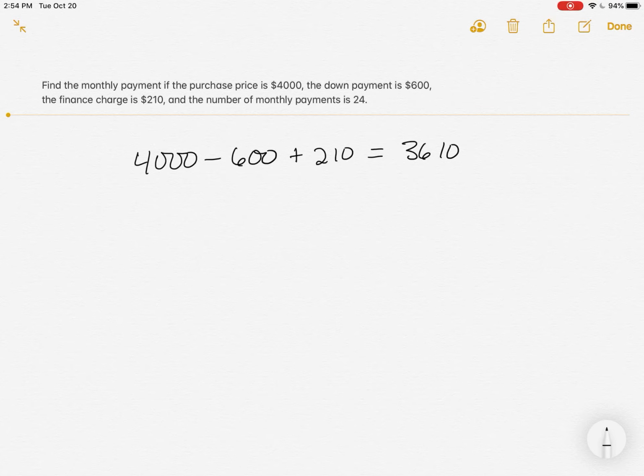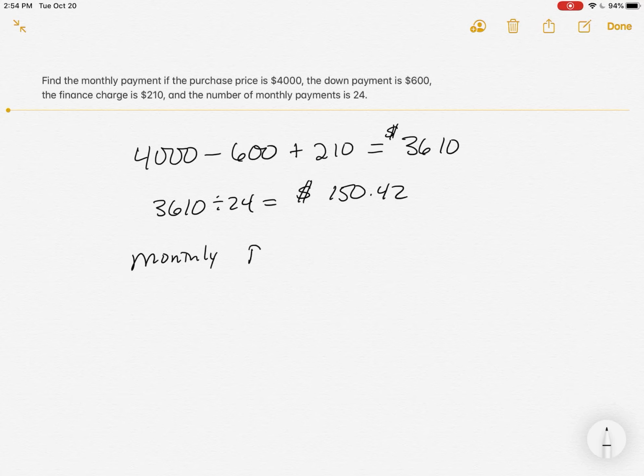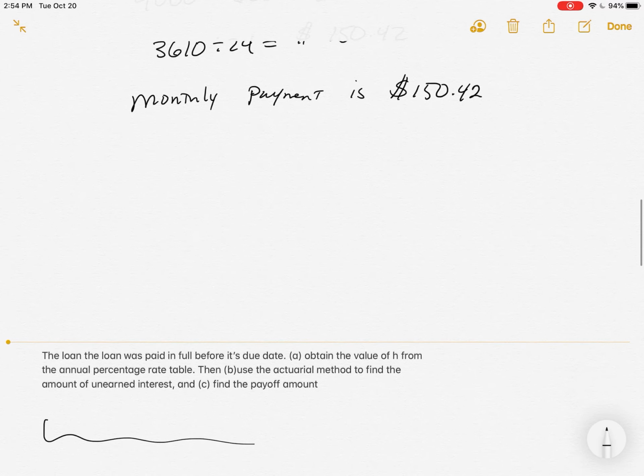If you and I were buying a $4,000 car, they're going to have to tell us the exact amount of interest up front. And so we can see that we're going to have to split up the 3610 into 24 monthly payments. So we take the 3610, divide by 24, rounding to the nearest cent. As I plug that into my calculator, we get $150.42. So the monthly payment is $150.42, and we're done with that problem.